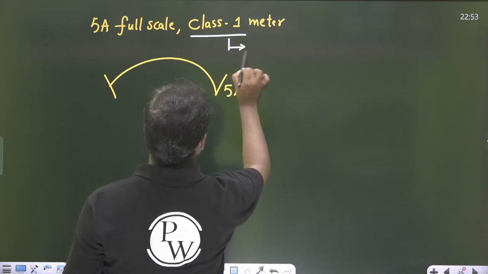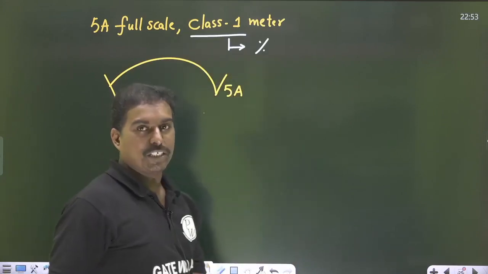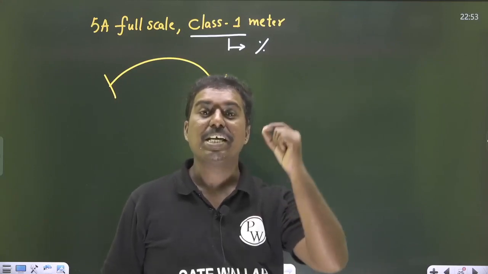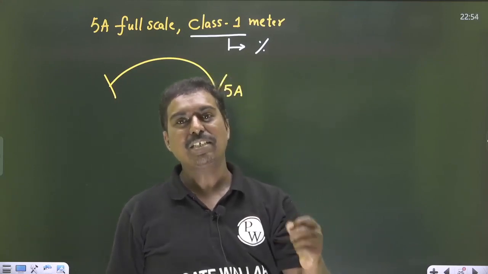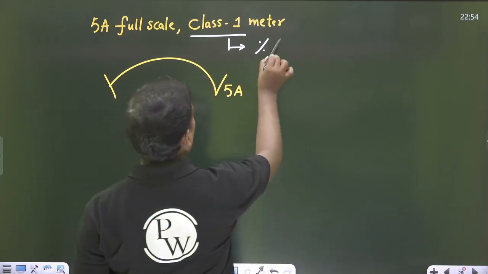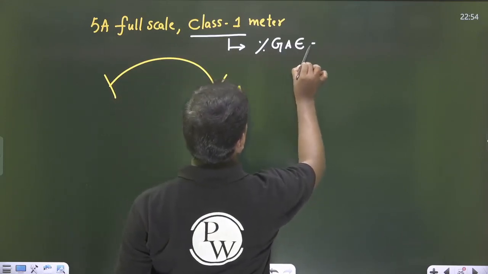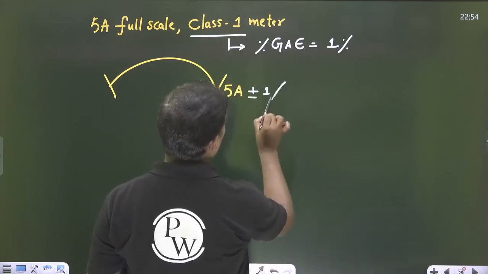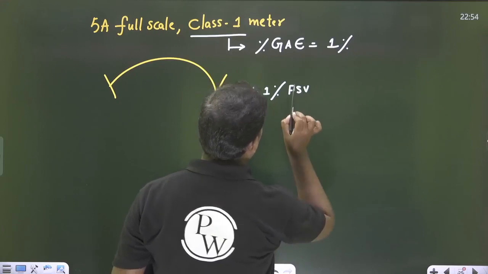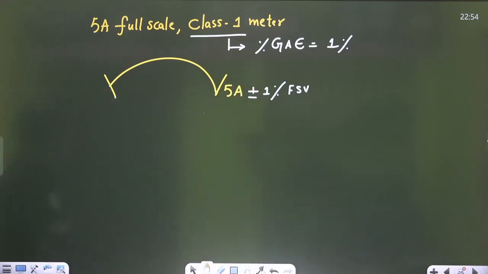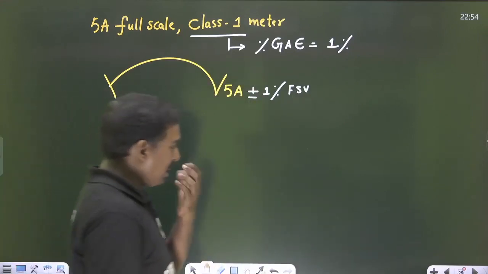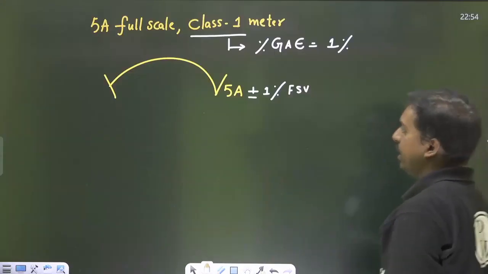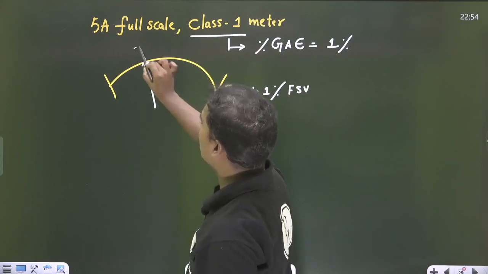But what is this one class? Class 1 is the representation in the instrumentation industry: class 1, class 2, class 3. That 1, 2 represents the guaranteed accuracy error. So the percentage of guaranteed accuracy error is 1%. That means 5 amperes with plus or minus 1% of the scale value. Okay. So now with this, what is the measurement for us? Our measurement is 3 amperes. So the reading that we have to measure is 3 amperes.